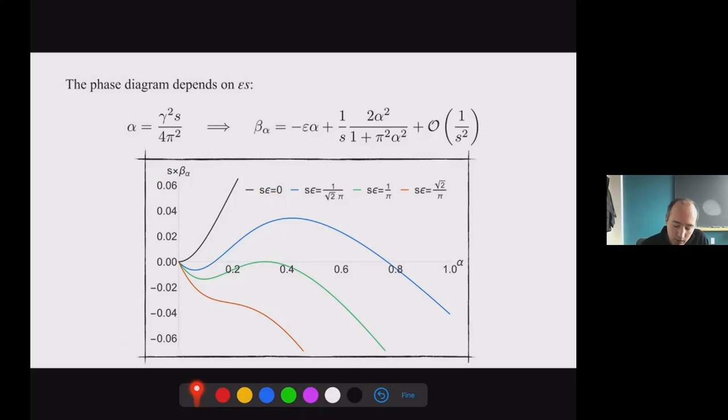For epsilon equals 0, so in d equals 4, strictly speaking, this beta function doesn't have any non-trivial zero besides the stable one at alpha equals 0. So the coupling is marginally irrelevant. As soon as we go to epsilon between 0 and 1/pi, we find two fixed points. This one is just the simple continuation to this regime of the fixed point I discussed before.